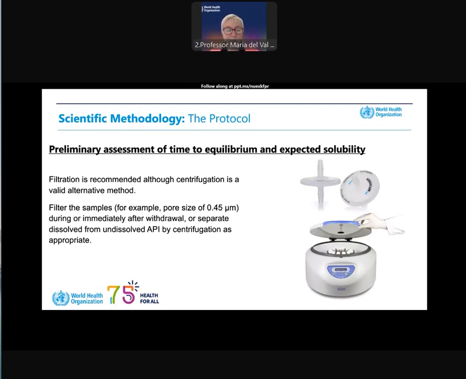When we're doing the experiments, filtration is the recommended method in order to separate the solid from the fluid, but centrifugation is also a valid alternative method. If you are using a filter, for example, a pore size of 0.45 microns, immediately after withdrawal of the sample, or take the sample and immediately perform the centrifugation.